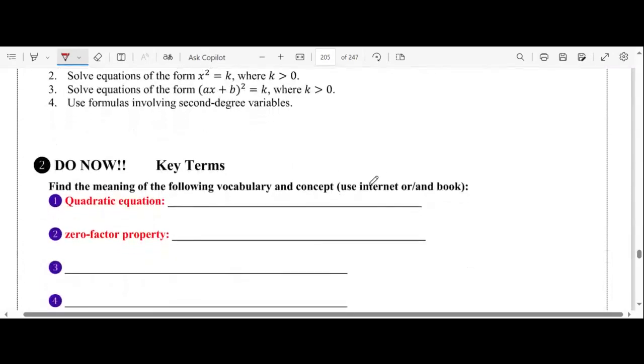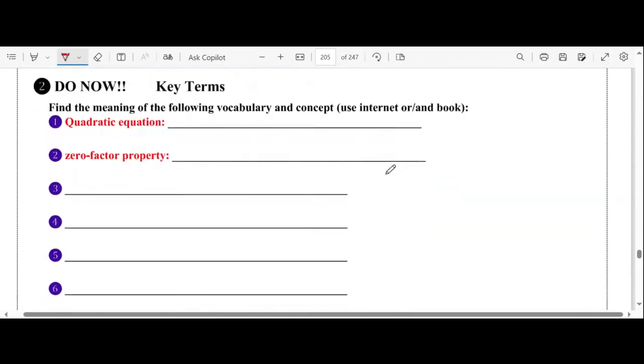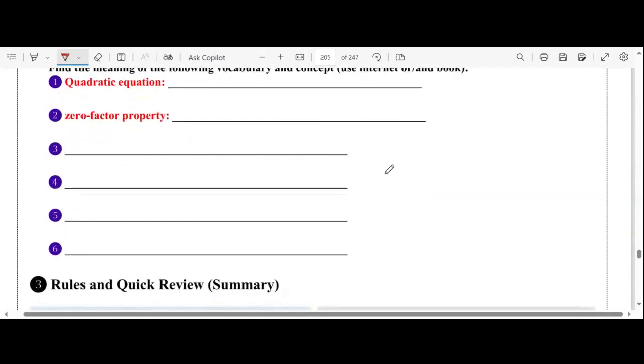You have two keywords here. You need to look for their meaning on the internet or in the book. Please search. You have 2 minutes to search for those words. Spend 2 minutes to get the meaning.